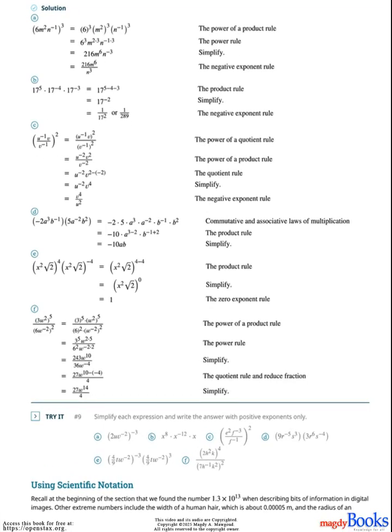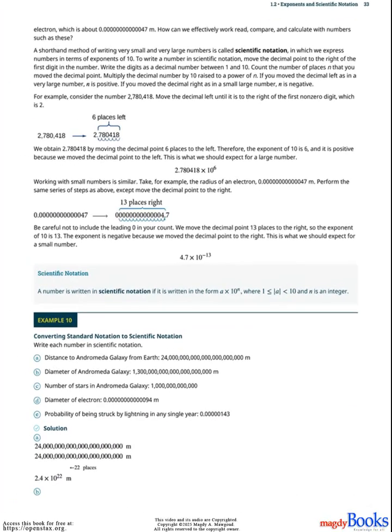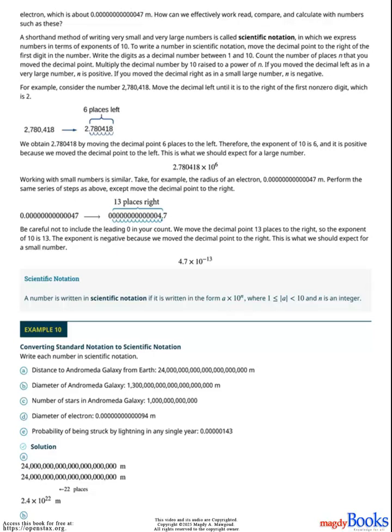1.2.9. Using scientific notation. Recall at the beginning of the section that we found the number 1.3 multiplied by 10 to the power of 13 when describing bits of information in digital images. Other extreme numbers include the width of a human hair, which is about 0.00005 meters, and the radius of an electron, which is about 0.0000000000047 meters. How can we effectively read, compare, and calculate with numbers such as these?